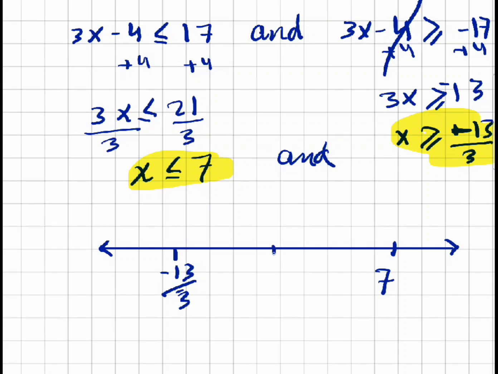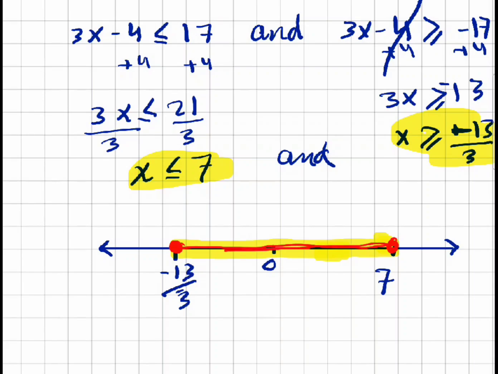Now let's plot this one first. So x is less than or equal to 7. Because it's less than, we're going to shade to the left. And because it can equal 7, we're going to use a closed circle as opposed to an open circle. Now here, x is greater than or equal to negative 13 over 3. So we're going to use the closed circle as well, but because it can be greater than negative 13 over 3, we're going to shade to the right.